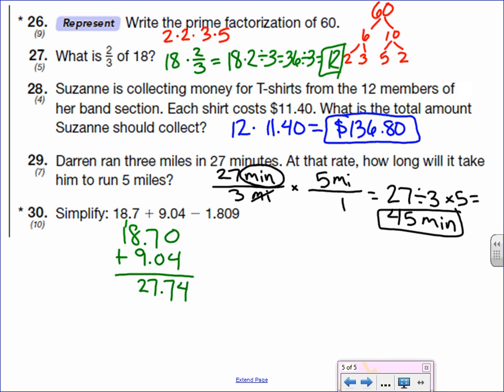Then we're going to subtract 1.809. And again, add a placeholder. So I got to borrow from the 4, make it a 3. 10 minus 9 is 1. 3 minus 0 is 0. 7 minus 8, I can't do it, so I need to borrow. 17 minus 8 is 9. 6 minus 1 is 5. And 2 minus 0 is 2. And then you just drop that decimal point right where it lines up.